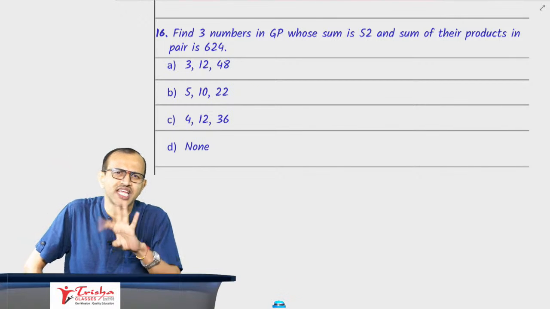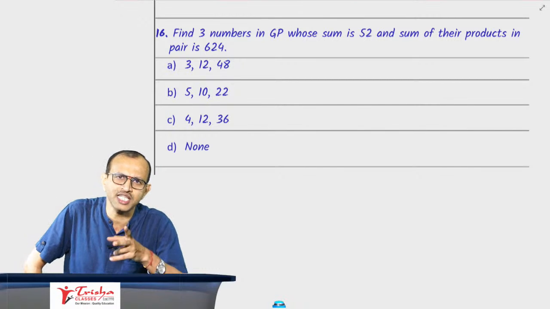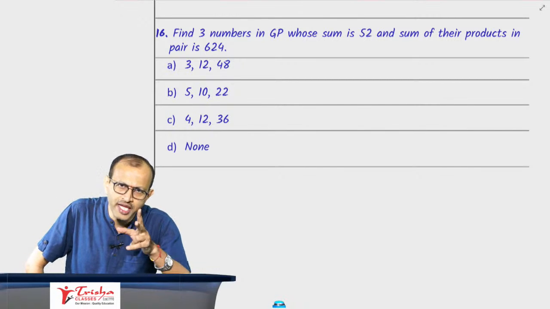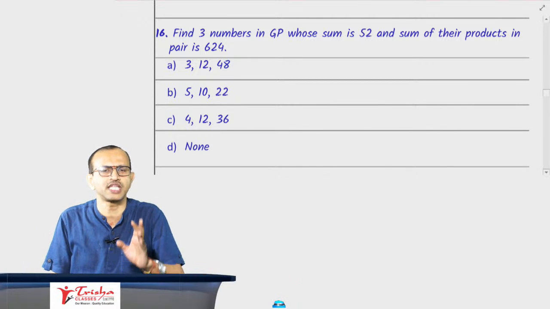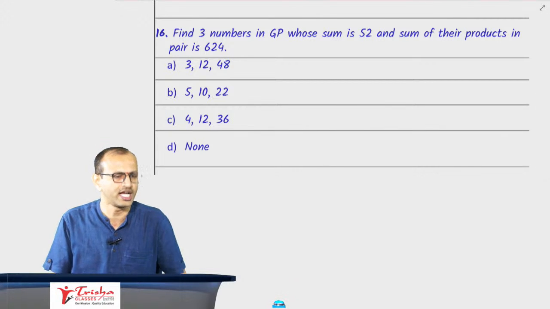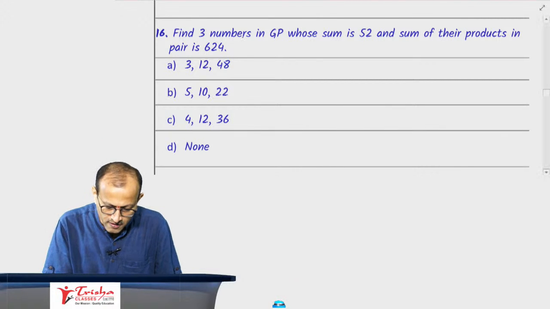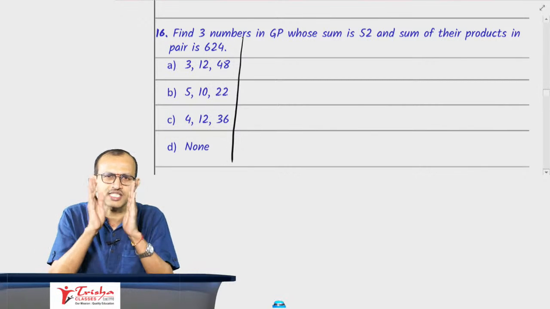What is that? A, B, C. Products in pairs means A B, B C, C A. Sum of their products means AB plus BC plus CA. If there are 3 terms A, B, C, then you have to take it like that. I will explain. Don't worry. All of you are there with me? Don't break your head. Simple.